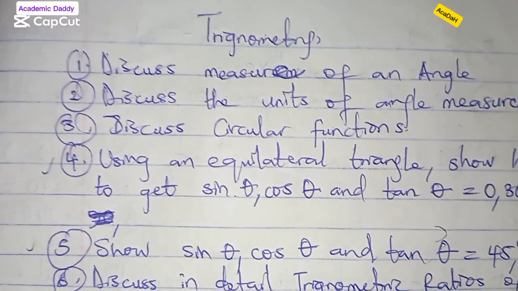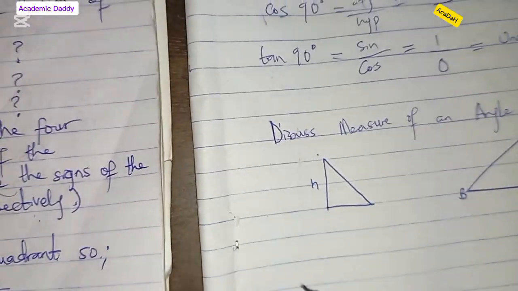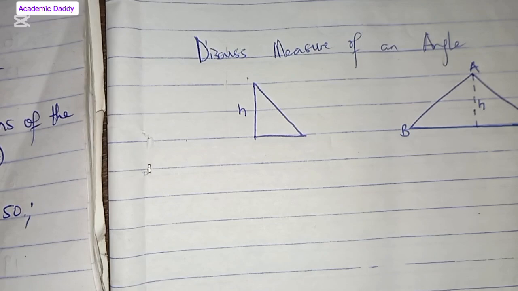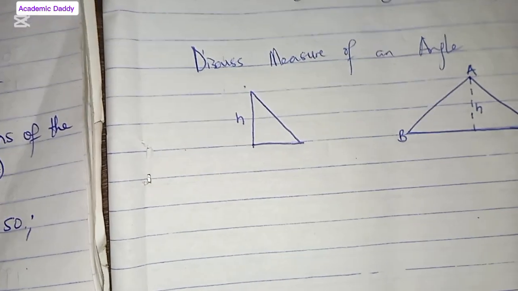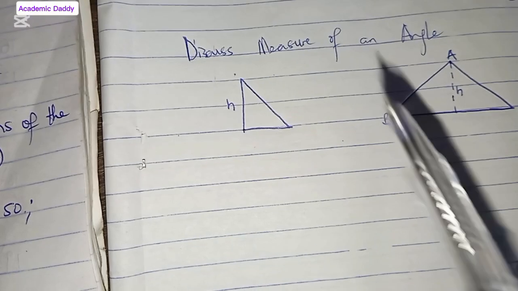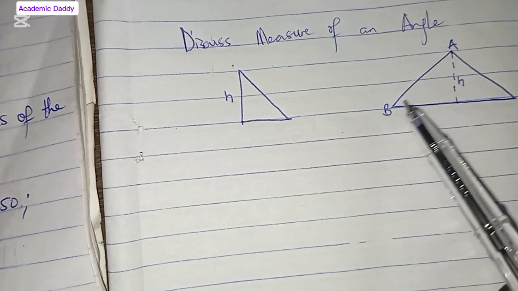Okay, they say discuss measure of an angle. So when they say discuss measure of an angle, first of all, the measure of an angle can be in so many ways. So the person will be asking you, what are you exactly talking about? What angle are you talking about? So it's either this angle is at 90 degrees, more than 90 degrees, less than 90 degrees.